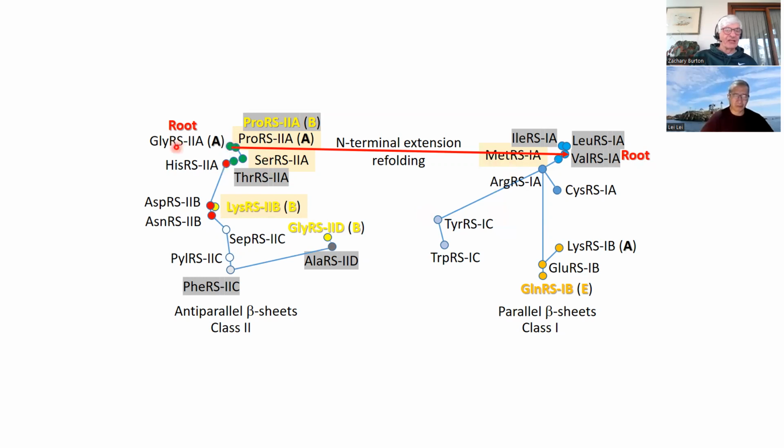So basically GlyRS 2A gives rise to all of these 2A enzymes, which are all closely related to one another. 2B enzymes, initially there was AspRS, and then asparagine RS came from that. PheRS is a 2C enzyme, and LeuRS is 2D. So this is like an approximate lineage through this set of enzymes.